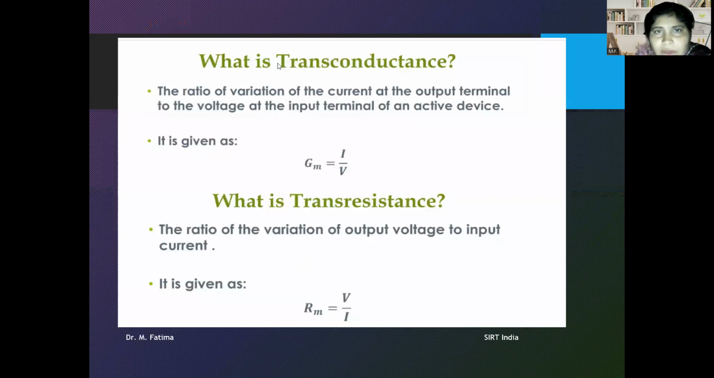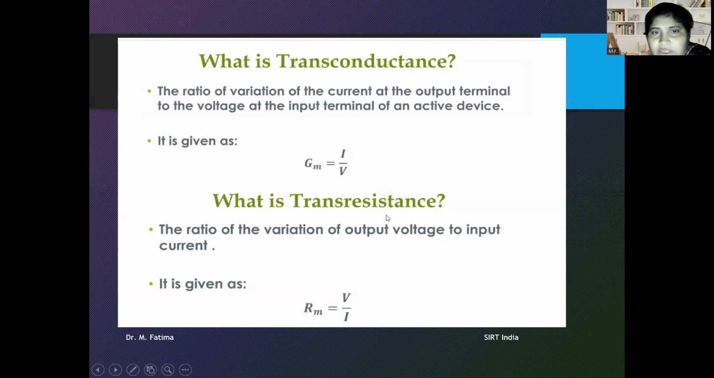First, we see what is the difference between transconductance and transresistance. Transconductance is the ratio of variation of current at the output terminal to the voltage at the input terminal. This is denoted by Gm. Gm equals I upon V, that is, output current divided by input voltage.